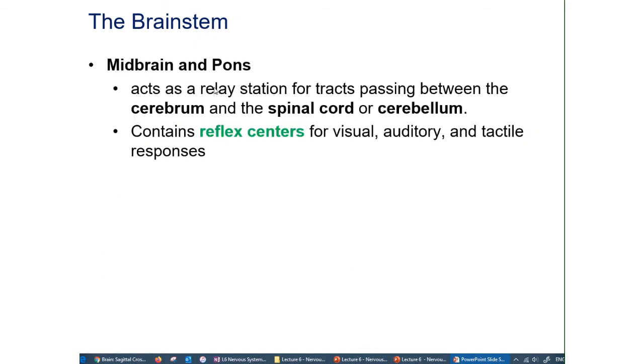The midbrain and the pons act as relay stations for tracts that are passing between the cerebrum and the spinal cord or the cerebellum, and they also contain reflex centers for visual, auditory, and tactile responses. So an example of a visual or auditory reflex is if you are just studying in a quiet room, and all of a sudden you hear a loud bang. All right, your head might look up and turn towards the source of the sound. Right, that is an example of an auditory reflex.